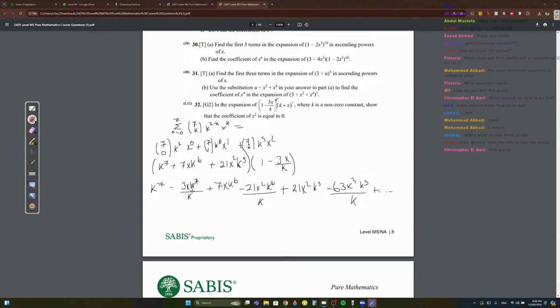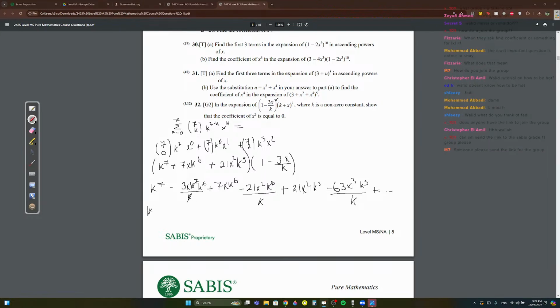K7 divided by k is k6, so we continue: k7 minus 3x k6, plus 7x k6. K6 divided by k is k5, so it's going to come minus 21 x squared k5 plus 21x squared k5. And k5 divided by k is k4, so it's going to come minus 63x cubed k4.